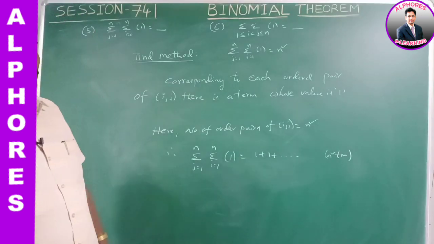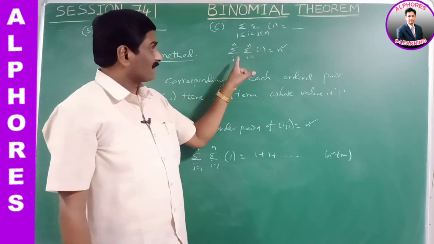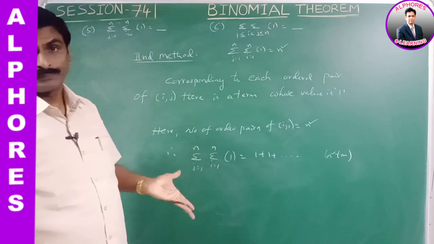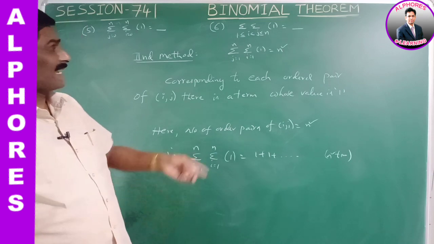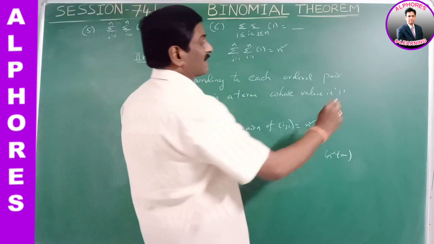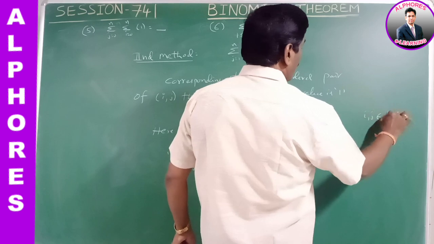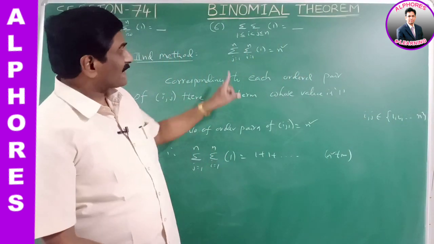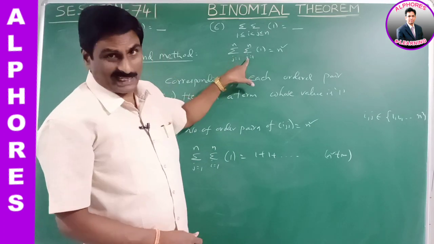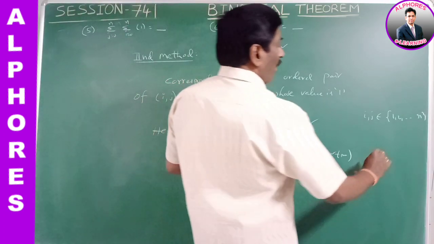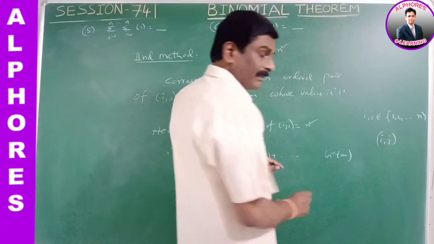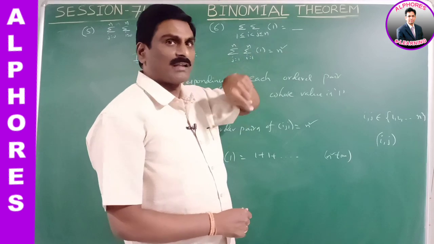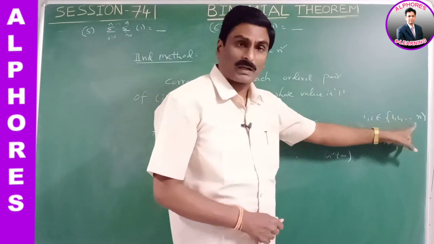Next, the second method. Sigma i equals 1 to n, j equals 1 to n, of 1 is equal to n square. It can be done in this way also. Please observe this value. In this case, i and j belong to 1, 2, 3 and so on up to n. That means there is a double sigma notation, and we find all the possible ordered pairs of i comma j. How many ordered pairs are possible? i takes any value from 1 to n, j takes any value from 1 to n. That means n square ordered pairs are possible.